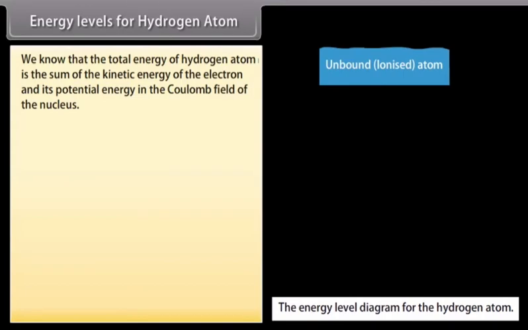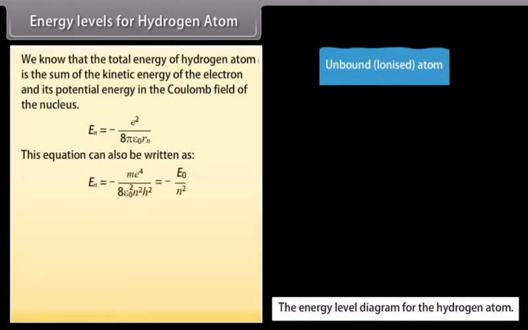Energy levels for hydrogen atom. We know that the total energy of hydrogen atom is the sum of the kinetic energy of the electron and its potential energy in the Coulomb field of the nucleus. En equals minus e square upon 8 pi epsilon naught rn. This equation can also be written as En equals minus m e raised to the power 4 divided by 8 epsilon naught square n square h square, where E naught is equal to m e raised to the power 4 divided by 8 epsilon naught square h square. E naught equals 2.2 into 10 raised to the power minus 18 joule, which is equal to 13.6 electron volt.